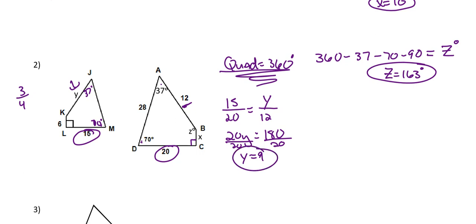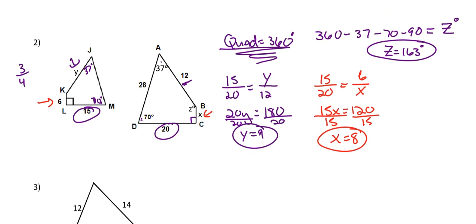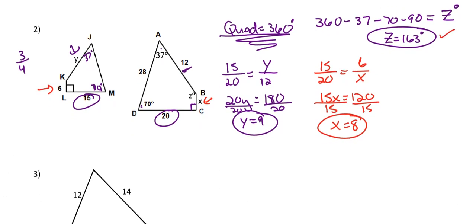All right, one more to figure out what our x is. So I'm going to keep the 15 over 20. And instead of y over 12, I'm going to try to find x over here. So x corresponds with the 6. So it'll be 6 over x. 15x equals 120, divided by 15. Answer is, I think that's 8. Yeah, 8. So those are the 2 answers for x and y. And again, you already have z.